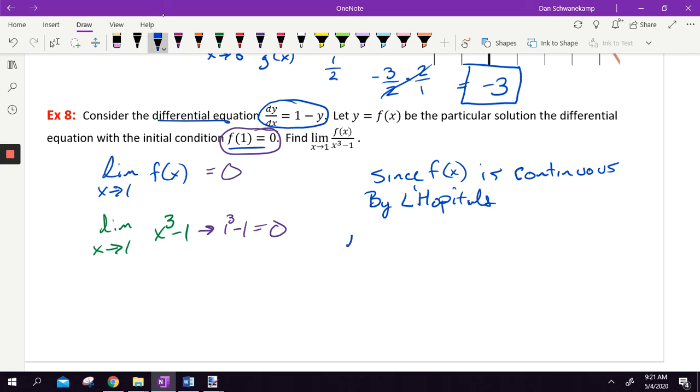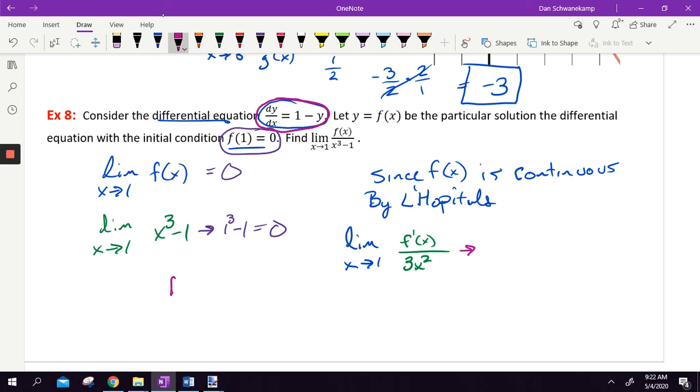now we're going to take the limit as x approaches 1. I'm going to take the derivative of the top, so the derivative of f is f prime. I'm going to take the derivative of the bottom, so that would be 3x squared. I'm going to plug in 1, so f prime at 1. To find f prime at 1, I'm going to use this, because that is the derivative.